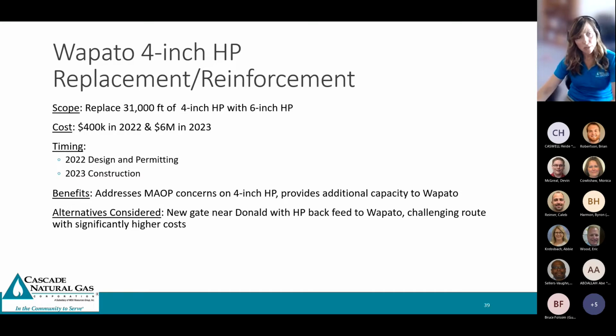So yeah, I just want to expand a little bit on the Wapato project. Part of the reason it's a challenging route, I just want to give a little more background, is we'd have an I-82 crossing, and then we also have a Yakima River crossing. If we were to do this new gate, this backfeed from Donald, it's also in tribal land with Yakima Nation. So that route is considered to be unfeasible for us, because it's been challenging for us to permit with Yakima Nation.